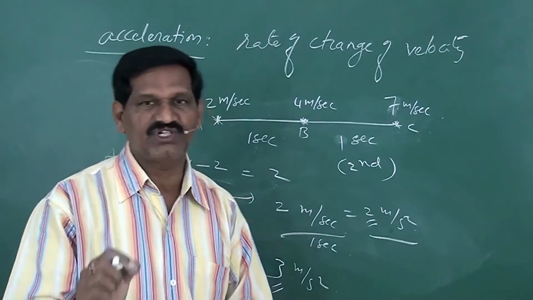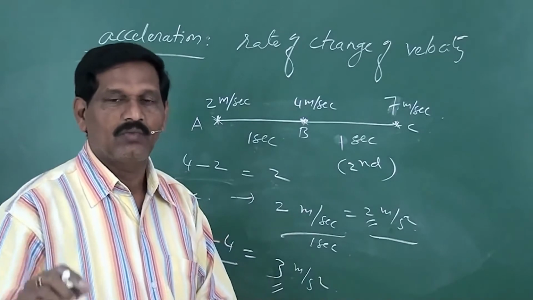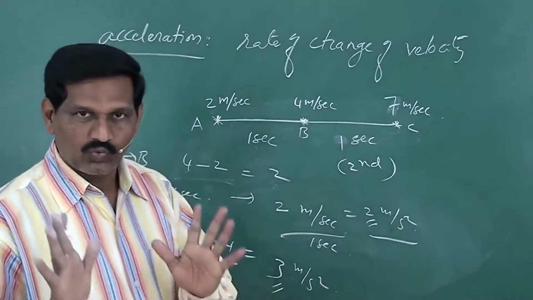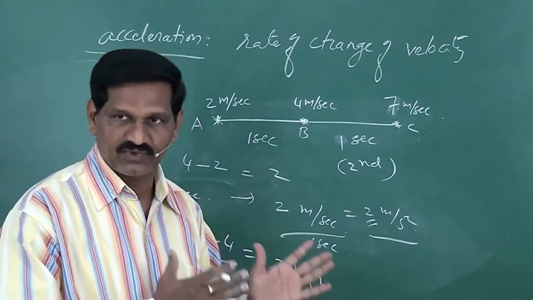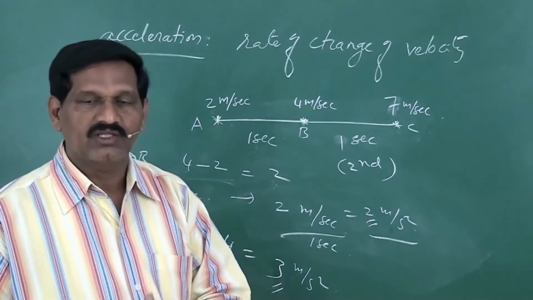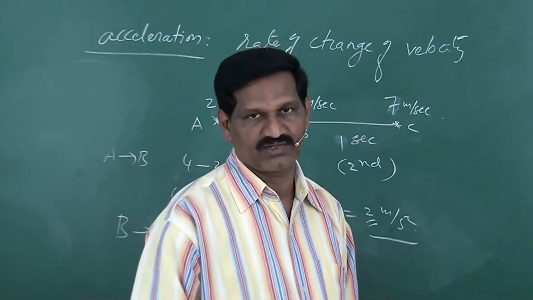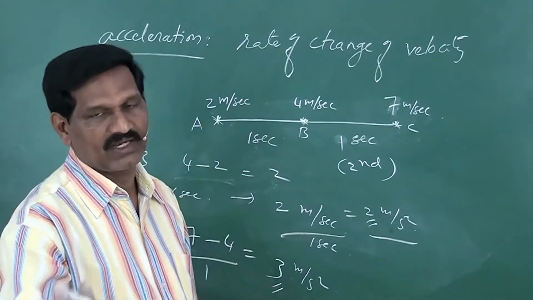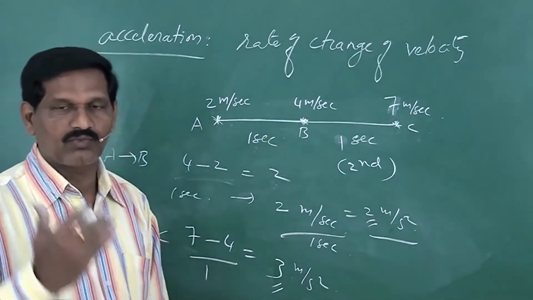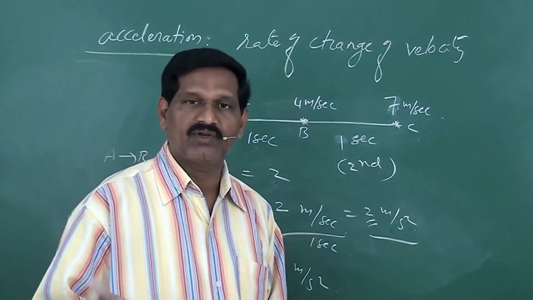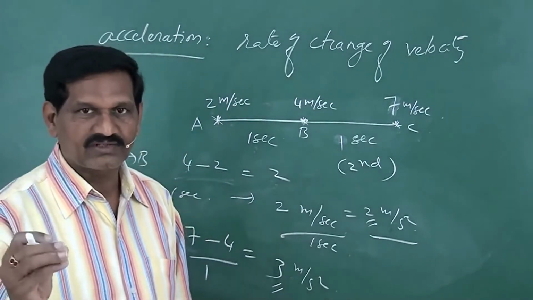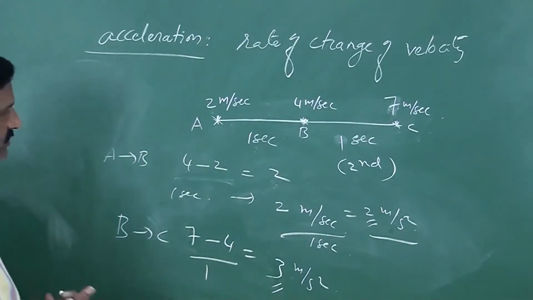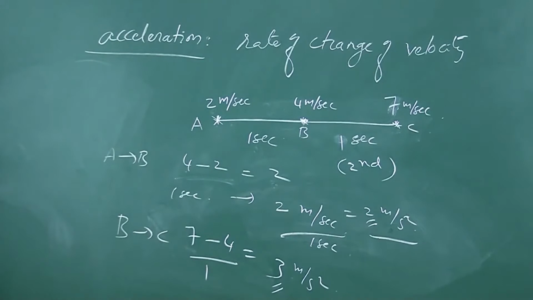And of course, it is much more difficult to describe or discuss the bodies which are moving with non-uniform acceleration. And that's why, in the case of motion, we always confine ourselves to bodies which are moving with uniform acceleration. So wherever in this motion or kinematics chapter the acceleration comes into picture, it means it is uniform acceleration.